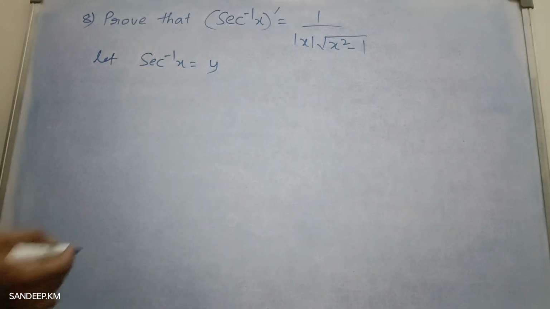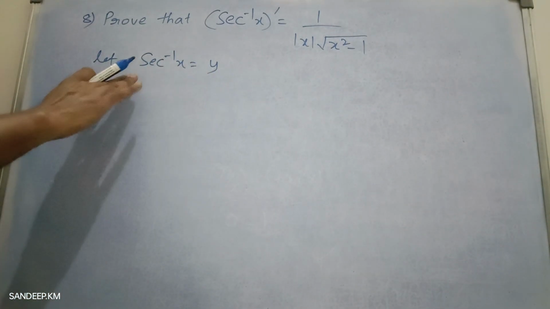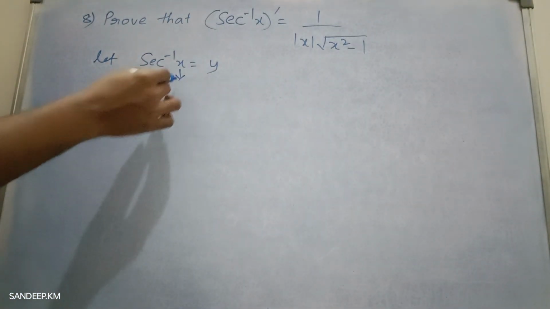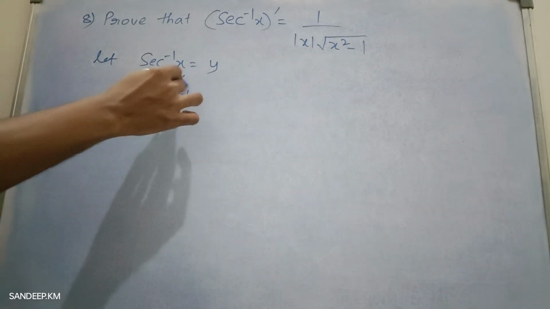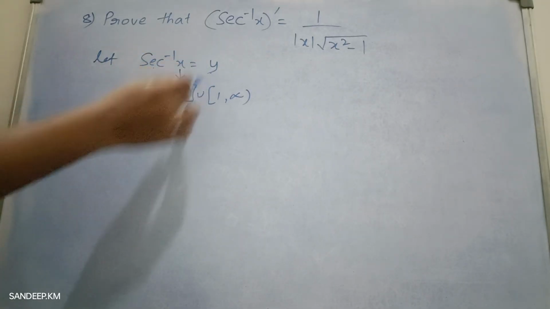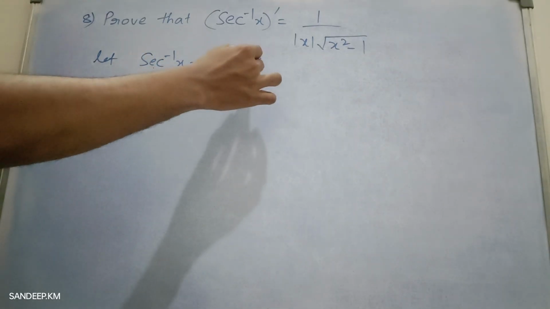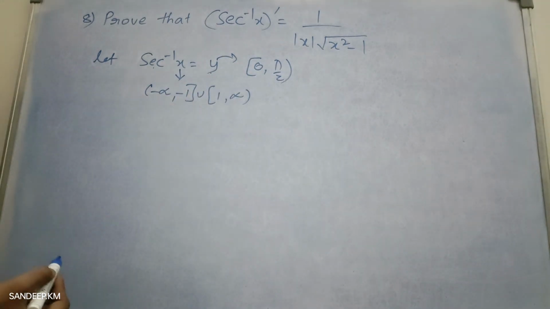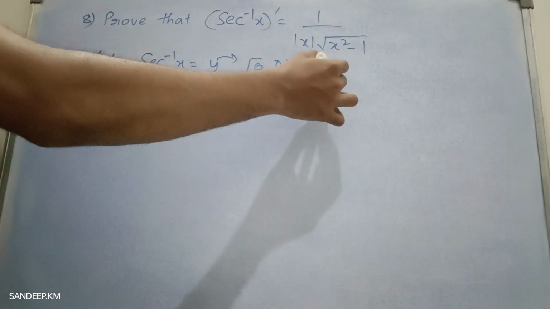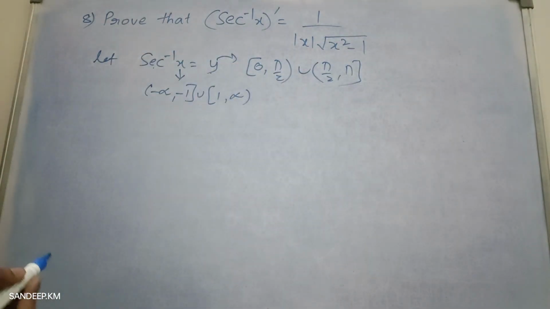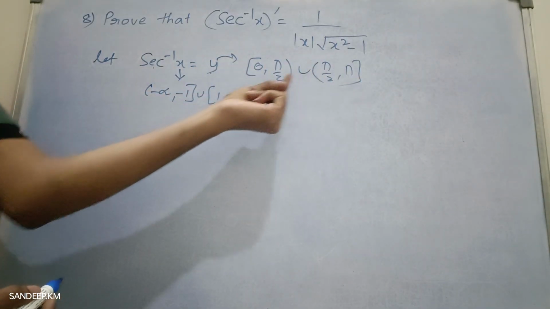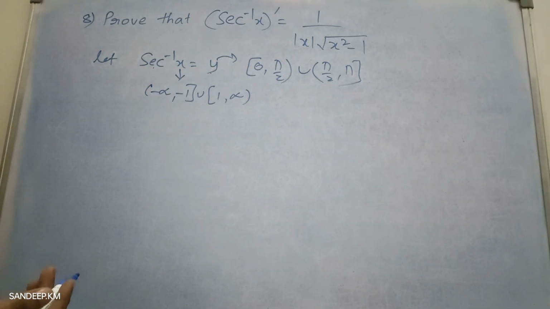Then obviously we should know what is x and what is y. Just don't simply transpose secant inverse to that side. Now, what is the domain of x? Minus infinity comma minus 1 union 1 comma infinity. And what is the range of secant inverse x? That means what is y? Y is from 0 to pi by 2 with open bracket, union pi by 2 comma pi. So secant inverse x can be equal to any angle from 0 to 180 degrees except 90 degrees. So keep this in mind.